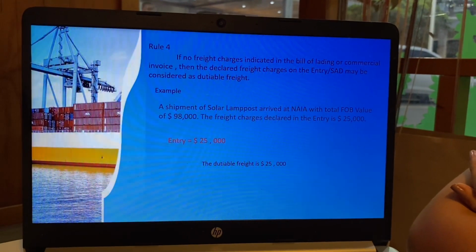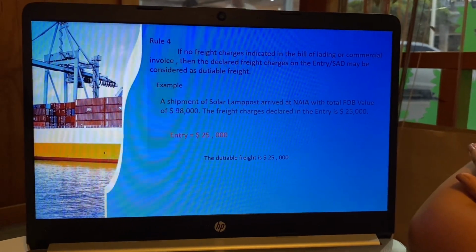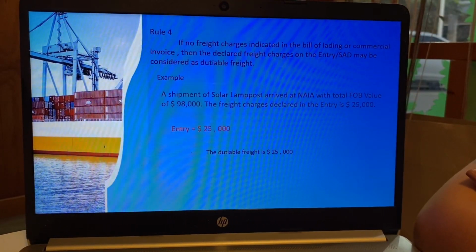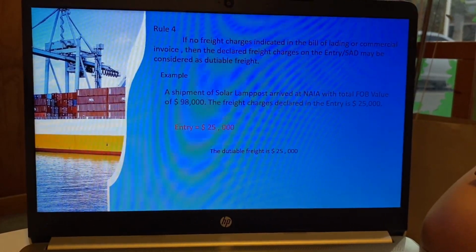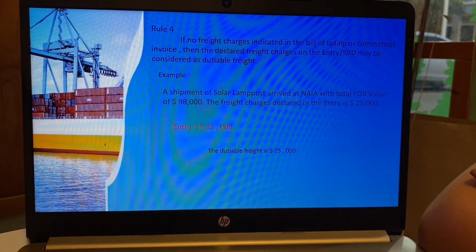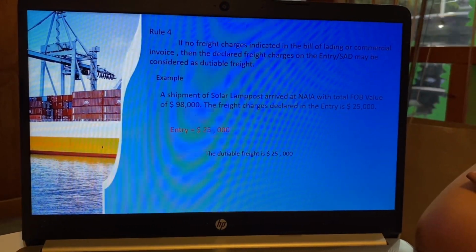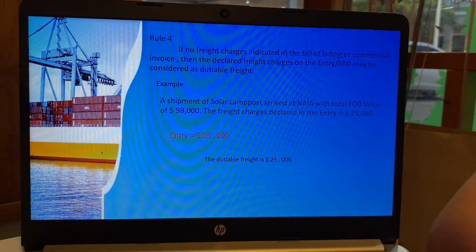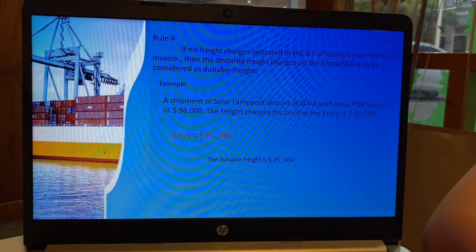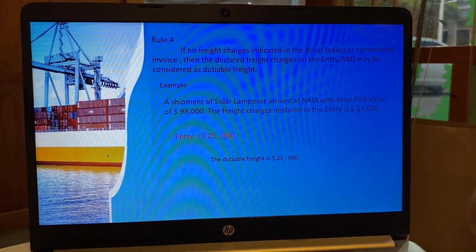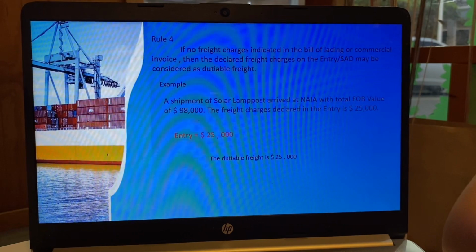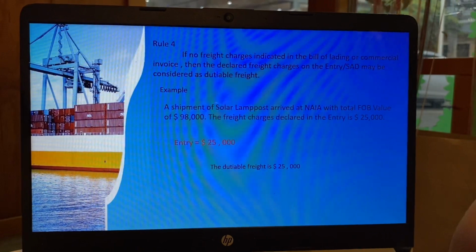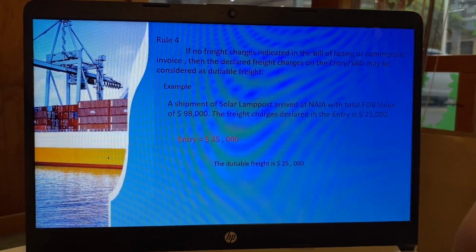So example number 4, a shipment of solar lamppost arrived at the port with total FOB value of 98,000 US dollar. The freight charges declared in the entry is 25,000 US dollar. So as you can see, wala dyan nalabot yung mga freight charges indicated from the bill of lading, the commercial invoice, or the airway bill, which is rule number 4. There will be no freight charges indicated in any situation, kaya ang naara nga given would be the entry or the SAD, which we are going to use as our dutiable freight.